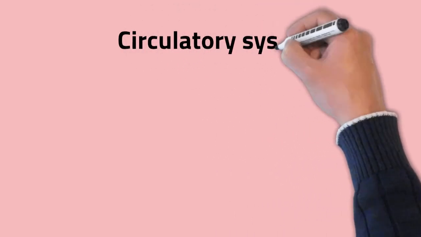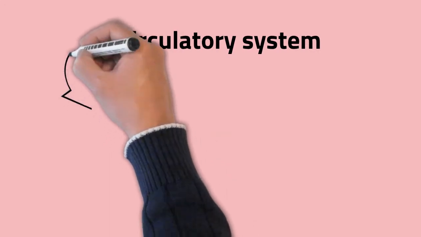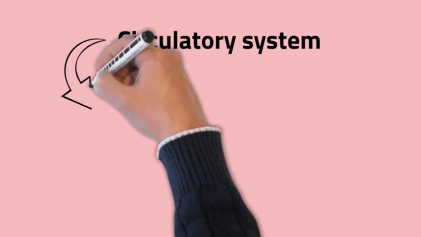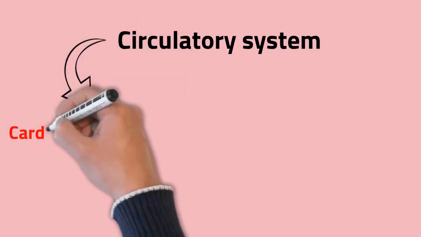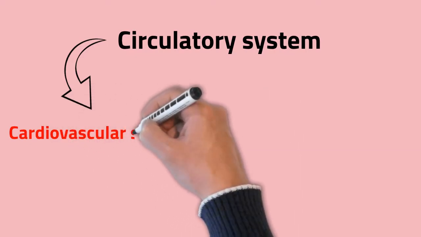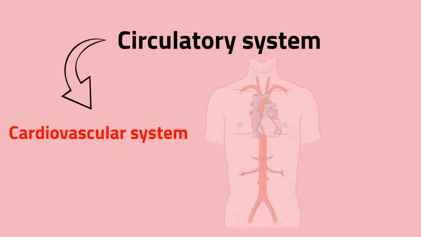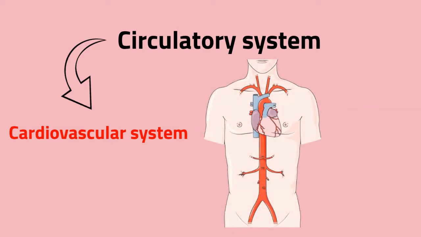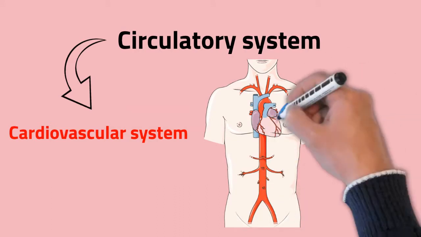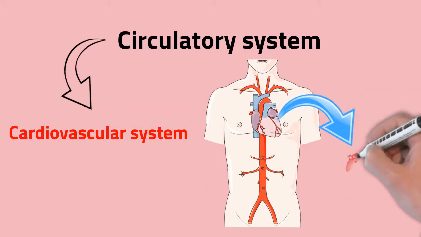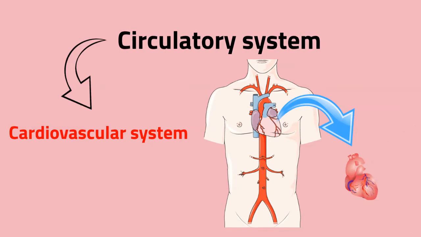Circulatory system. The circulatory system, also called the cardiovascular system or the vascular system. What are the parts of the circulatory system? The circulatory system is made up of the heart and blood vessels. Blood circulates inside. Let's talk about the heart first.